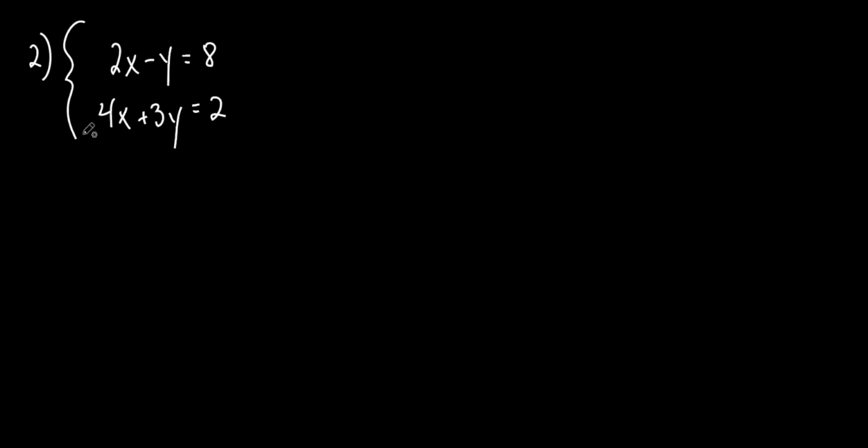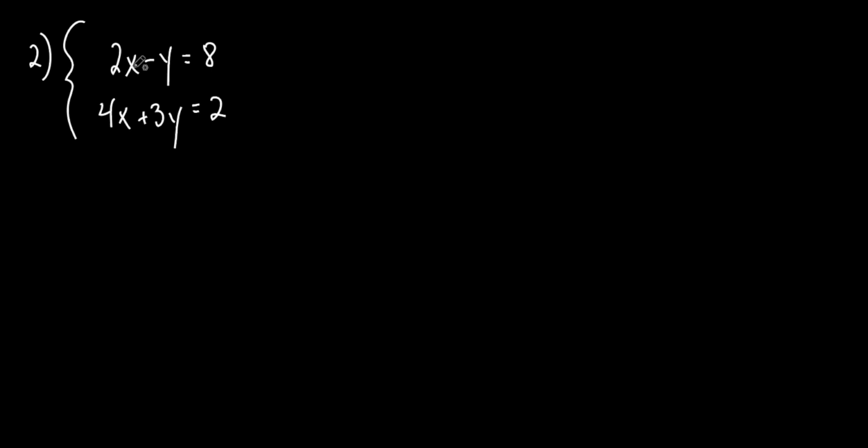Now, on the other one, they told you exactly what y was equal to. They had y by itself, didn't they? Y equals whatever. This one, they don't really do that, do they? But you could solve for y, or you could solve for x on either one of these equations. It does not matter.